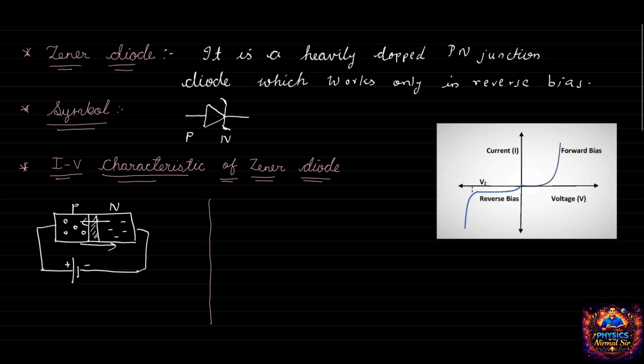So here if you see, initially, when you increase the voltage, there is no current because of this depletion layer. But once this depletion layer vanishes, you can see a shoot in the current. So when you increase a very small amount of voltage, at this voltage you can see that there is a shoot in the current. So this is the first part, that is forward bias. Now let's see reverse bias.